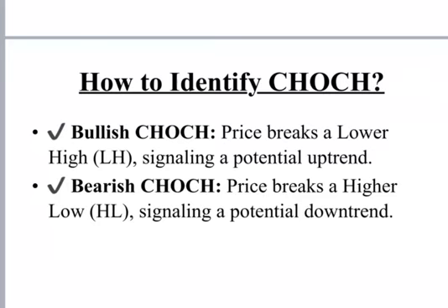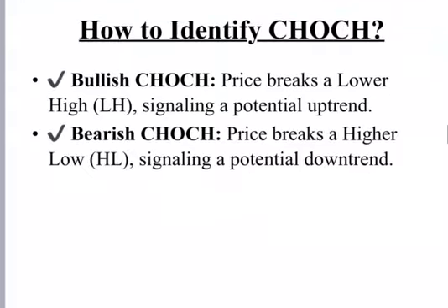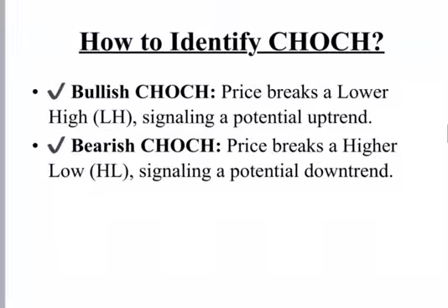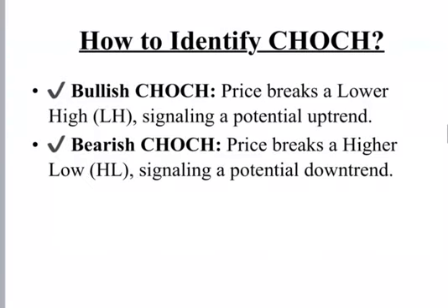So when you get to advance, you understand that it's not just one single break that validates a change of character, which I'm not diving into. So when you get to the advanced class. Another one, bearish change of character: price breaks a higher low, signaling a potential downtrend. Are you with me now?